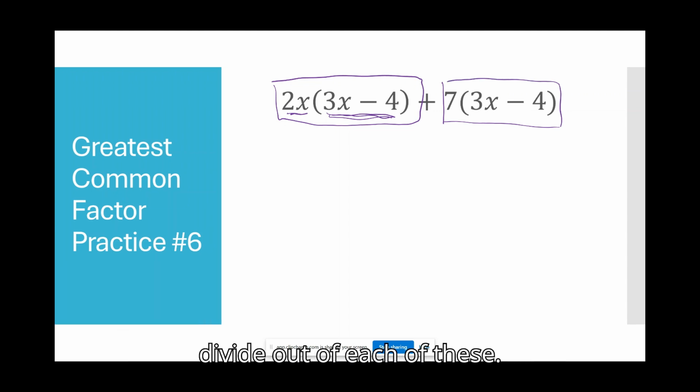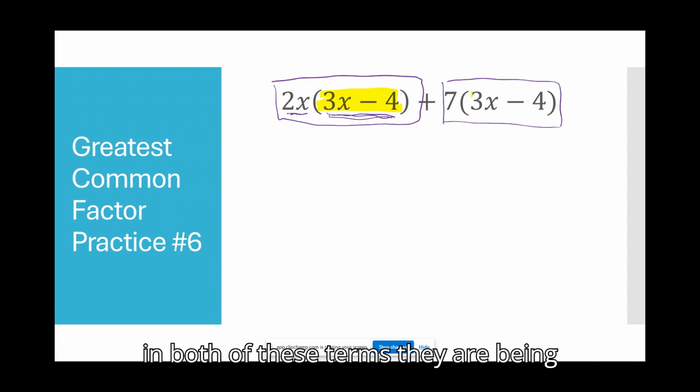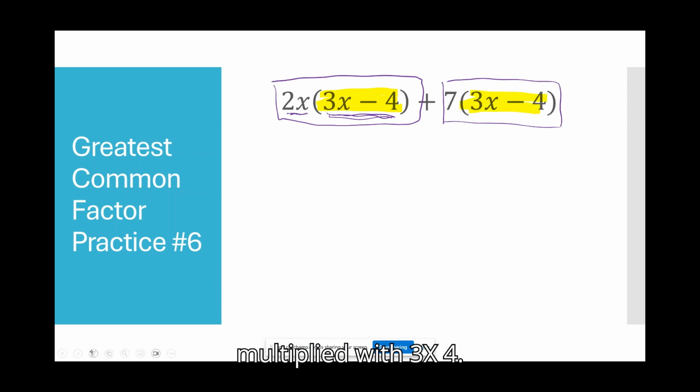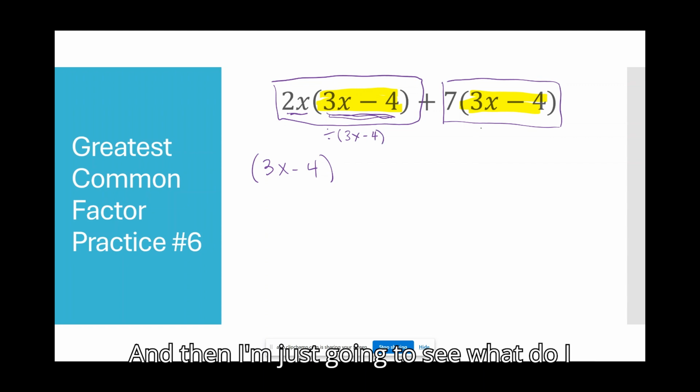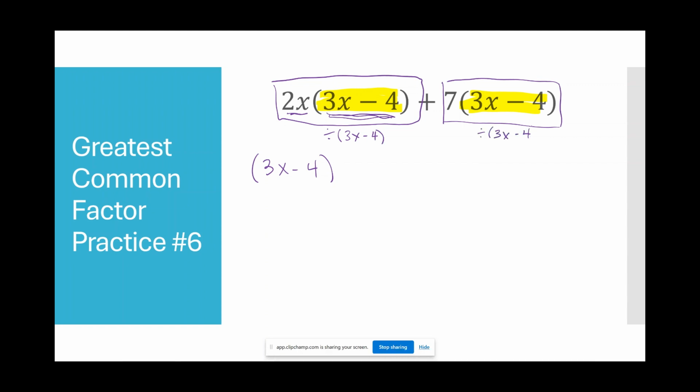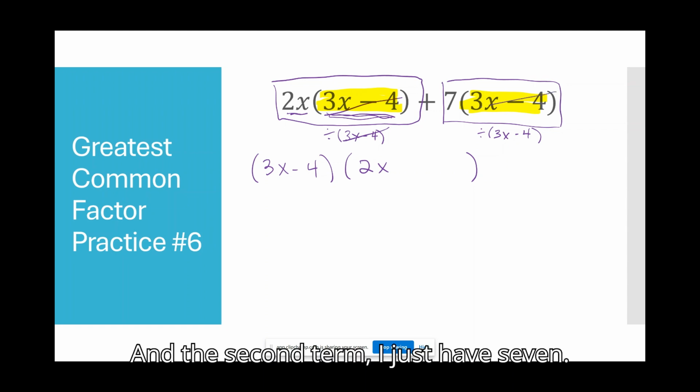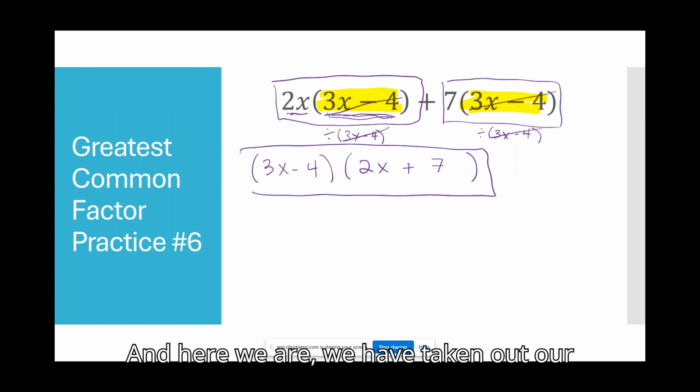So now I'm looking for something I can divide out of each of these. And I can't divide out anything common between 2x and 7. But in both of these terms, they are being multiplied with 3x minus 4. I can divide 3x minus 4 from both of these terms. And then I'm just going to see what do I have left after I do that. So in the first term, I just have 2x. This cancels with this. In the second term, I just have 7. This cancels with this. And here we are. We have taken out our greatest common factor.